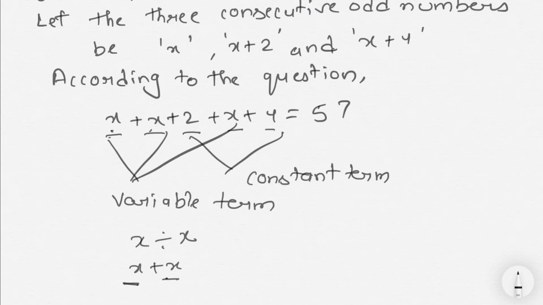Suppose in this case we have x and x separated by a plus sign. If there is a multiplication sign or division sign, it would be considered only one term. Suppose x divided by x would be considered as one term, but x plus x is considered as two terms. This is one term, and this is the other term. So we can say that terms are formed by plus or minus signs, and a term which contains multiplication and division signs is called a single term.